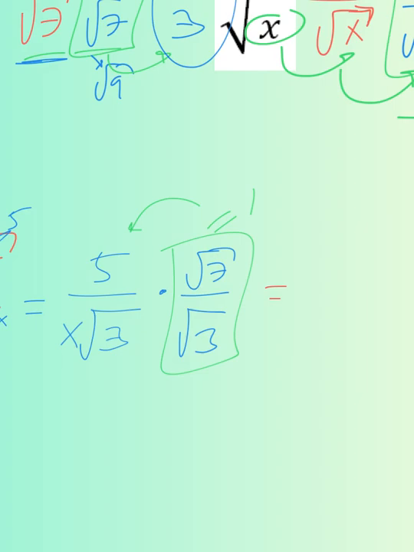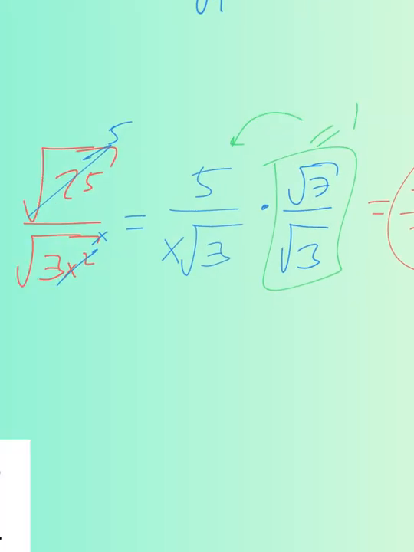Okay, good. So on the top, I'm going to get 5 square root of 3 then. Again, not much I can do there to simplify. On the bottom, square root of 3 times square root of 3 will just give me 3, and then I still have that x down there. And there's my final answer, 5 square root of 3 over 3x.